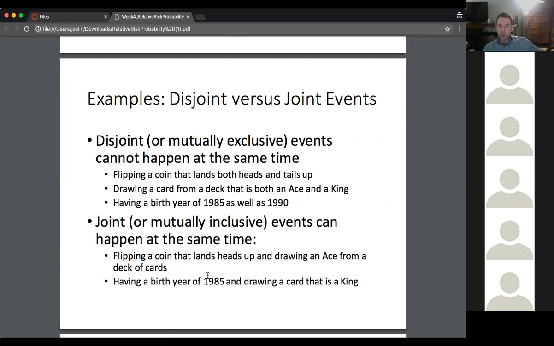So disjoint or mutually exclusive events cannot happen at the same time. You can't flip a coin and get both heads and tails. But joint probabilities, mutually inclusive events, can happen at the same time. To give you an example, we can say flipping a coin and drawing an ace from a deck of cards, or the example that we're looking at, which is being both impoverished and not having health insurance.